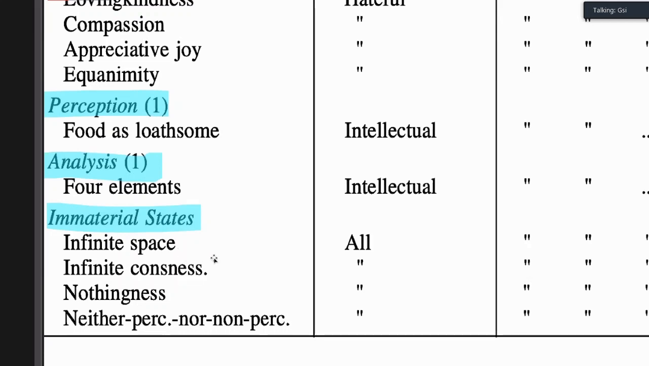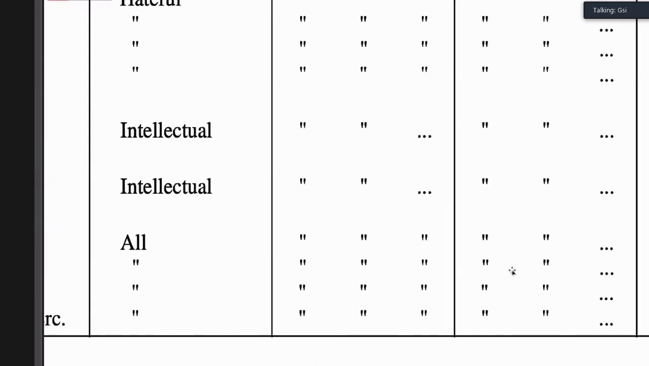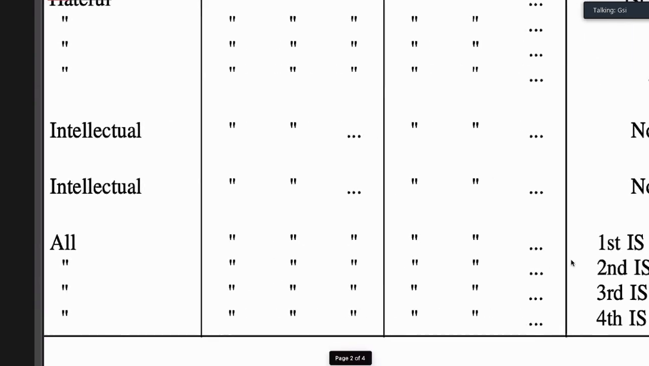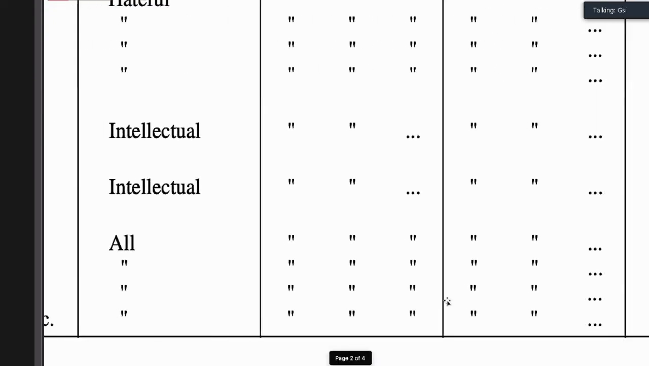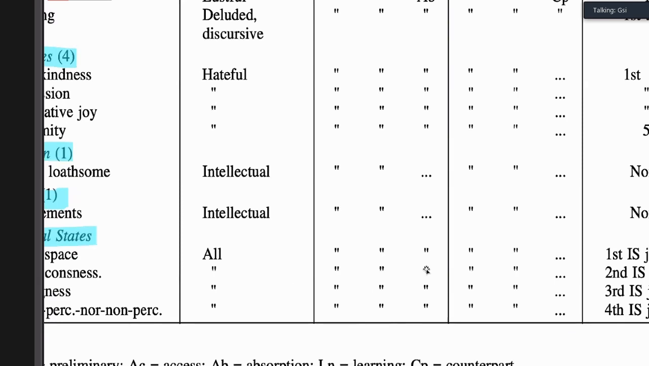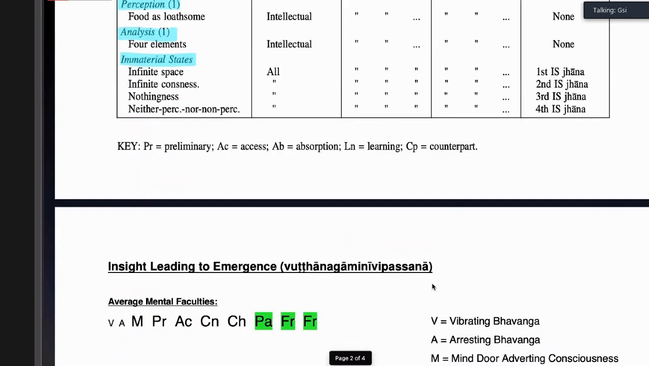Infinite space. You see the whole infinite space, and then your mind becomes big and spacious, and when you're ready, then you enter. Also in this one, there is no counterpart sign. You have fixed concentration, but no counterpart sign. First, second, third, fourth here are the immaterial states jhana, that means arupa jhana. So altogether, there are eight jhana. Something like that, forty types of jhana.